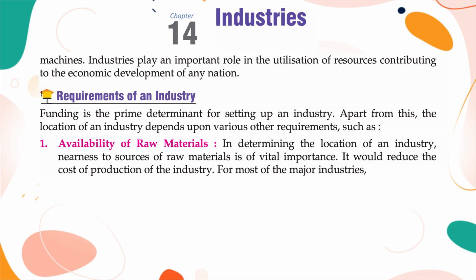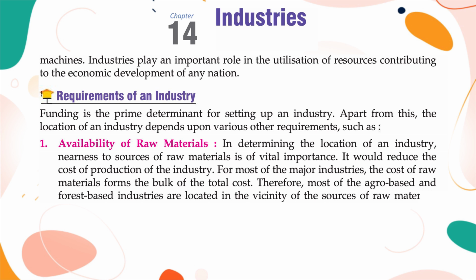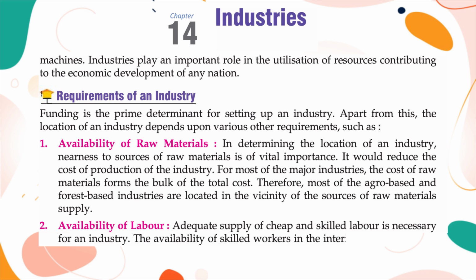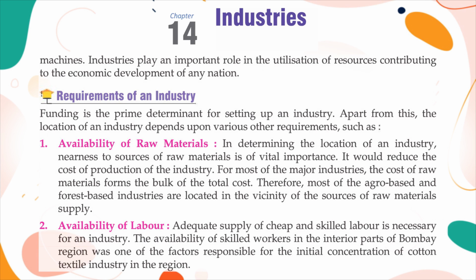For most of the major industries, the cost of raw materials form the bulk of the total cost. Therefore, most of the agro-based and forest-based industries are located in the vicinity of the sources of raw material supply. Availability of labor. Adequate supply of cheap and skilled labor is necessary for an industry. The availability of skilled workers in the interior parts of Bombay region was one of the factors responsible for the initial concentration of cotton textile industry in the region.